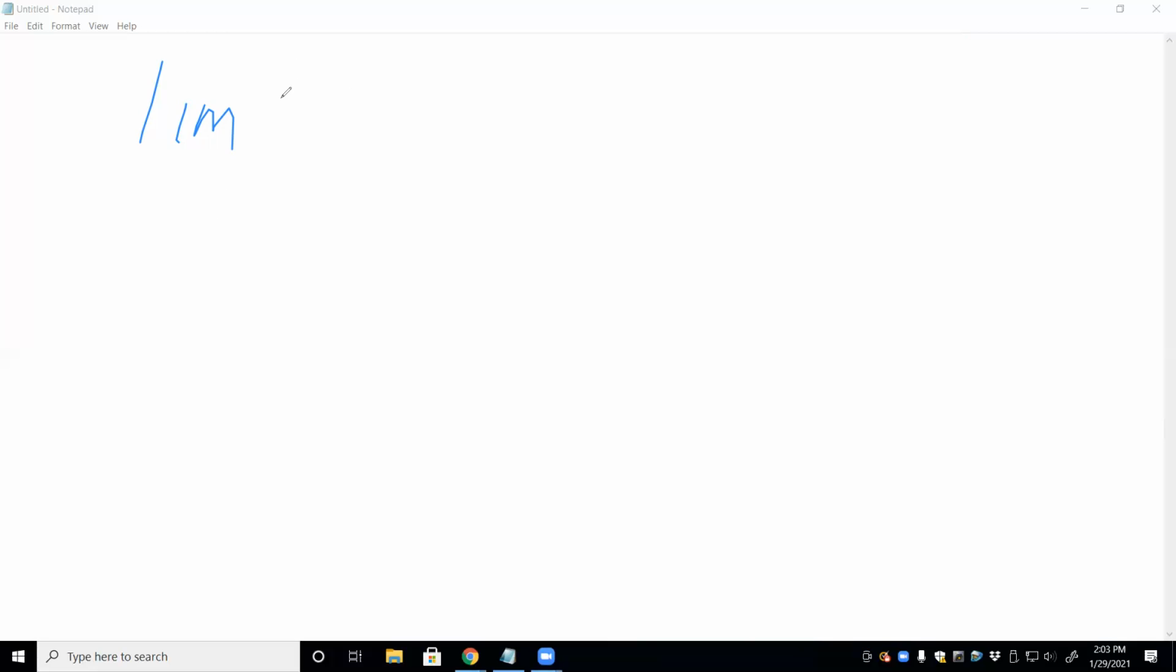Let me try this again then. So the function now is the square root of x plus 1, and then outside of the square root is -2.